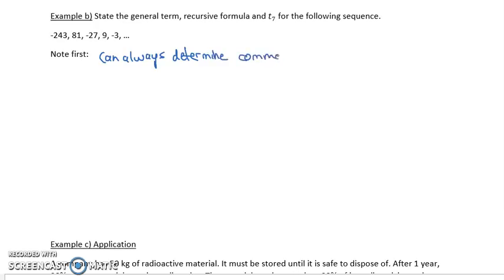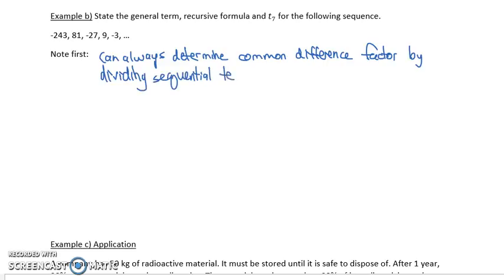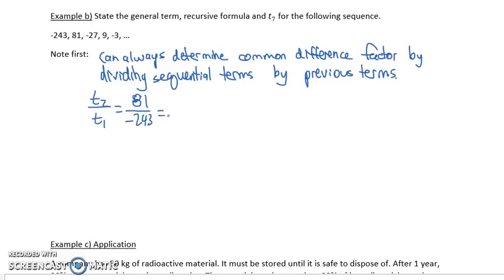Always determine the common difference factor by dividing sequential terms by previous terms. So what that means in this case is we could say T2 divided by T1. Well, that's going to be positive 81 divided by negative 243. That gives me a value of negative a third.